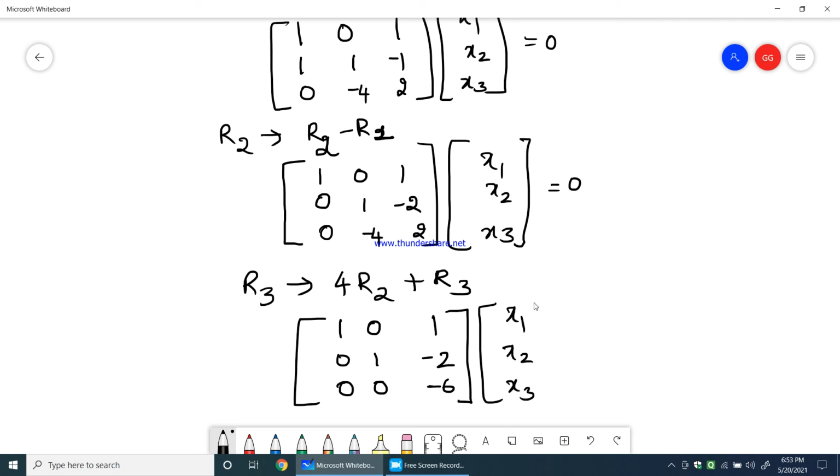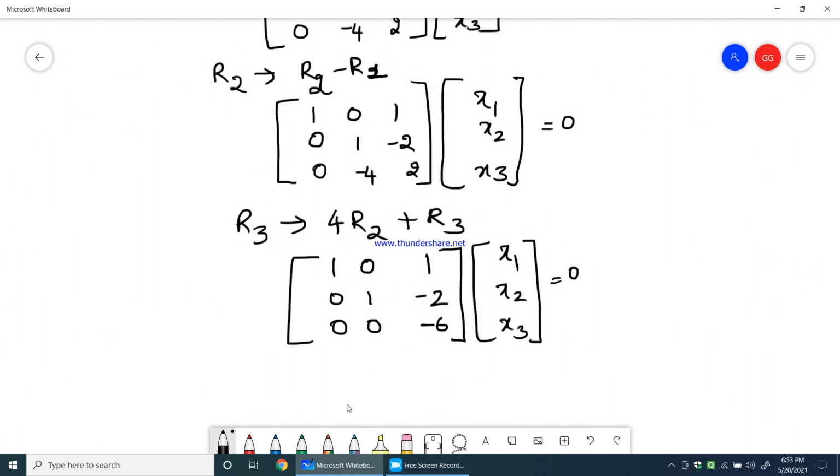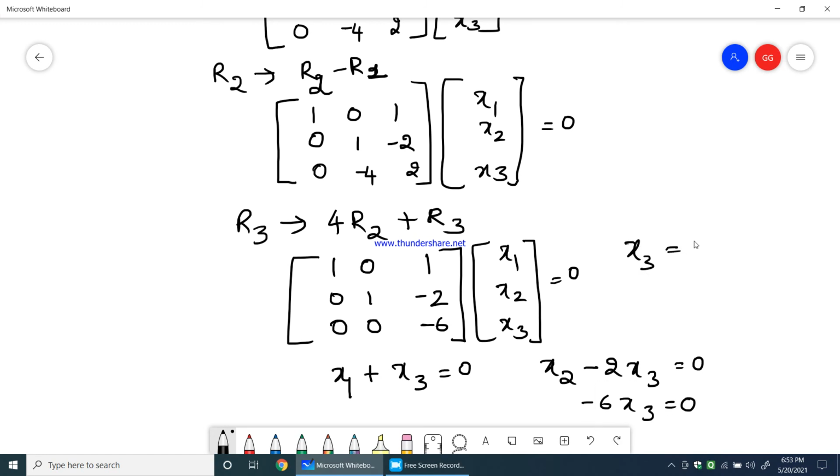So if I find out what is the vector, I'll just multiply this. So I think 1 into x1 is x1 plus 1 into x3 equals 0, then 1 into x2 minus 2 into x3 equals 0, then minus 6x3 equals 0. Therefore, even in this you see, when x3 equals 0, x2 will also be equal to 0. If x2 and x3 are 0, then x1 is also equal to 0. Therefore, x is 0, 0, 0.